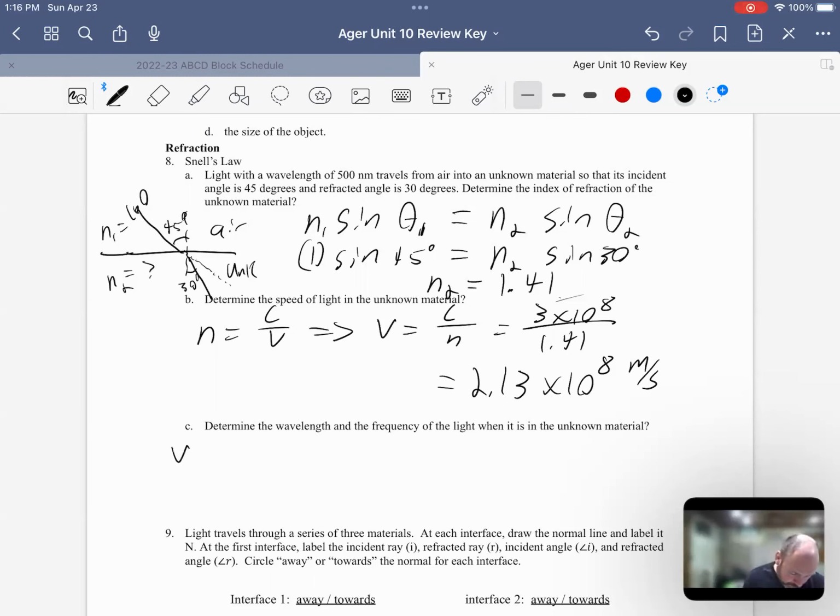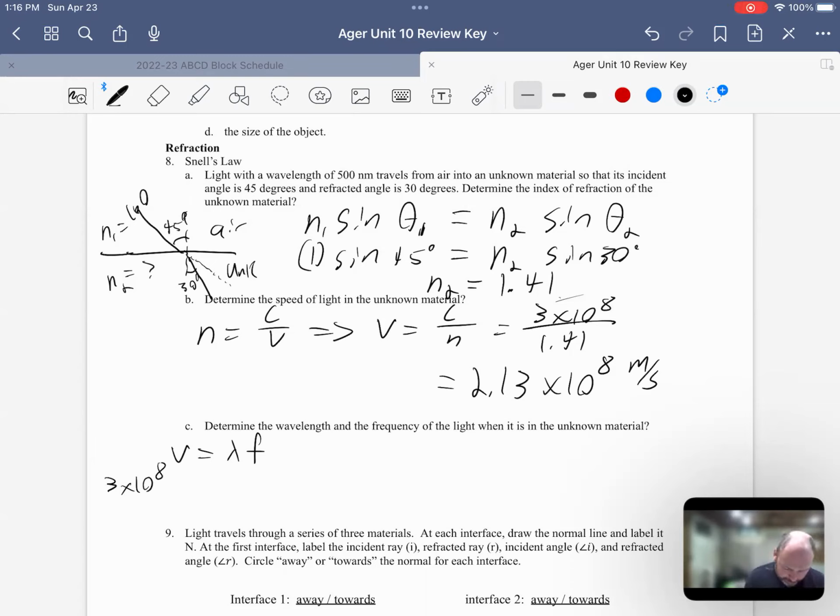What's the wavelength and the frequency of light in the unknown material? Well, we'll use that velocity equals wavelength times frequency. The first thing we need to do is find the frequency in the first material. So we're going to jump all the way back up here, and we see it's a wavelength of 500 nanometers in air. So in air, we'll have 3 times 10 to the 8th.